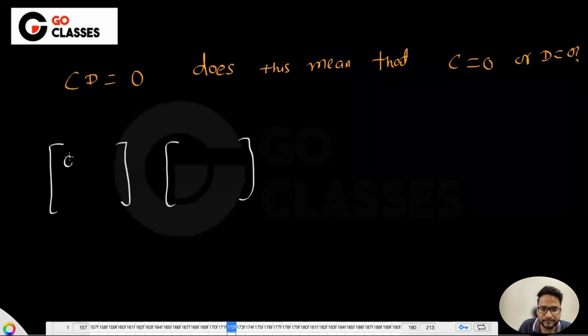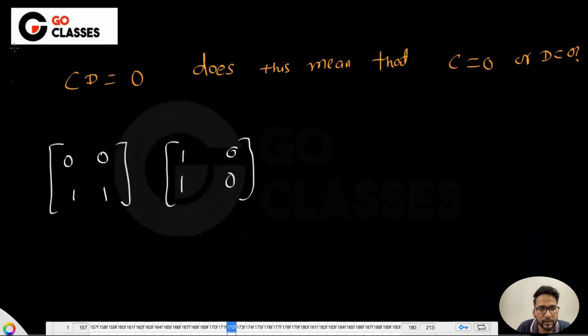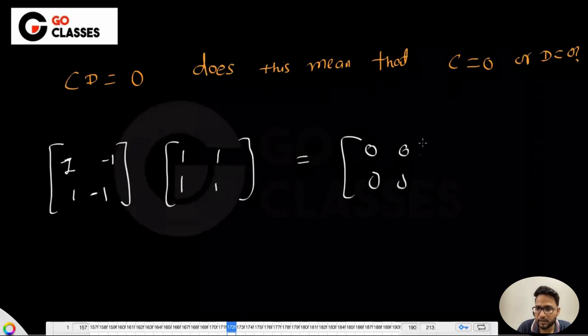Maybe something like this. No, it will not be 0. Can you tell me some example? Maybe let me say -1, -1. Okay. If you add these two columns, you should be getting 0, right? And similarly, I think this will work. So basically, these are two non-zero matrices, and if you multiply two non-zero matrices, you are getting a zero matrix.